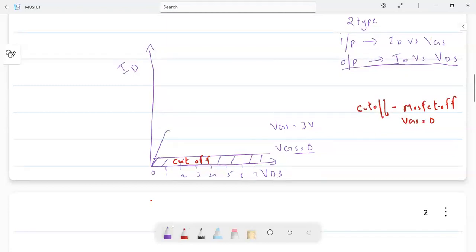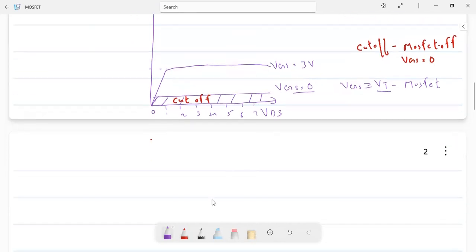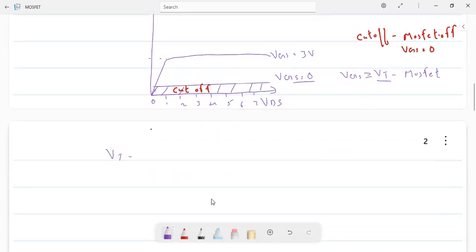Starting, ID current increases, and after some point, the ID will be constant. So here, when VGS is equal to or greater than VT, your MOSFET will be in on condition. MOSFET will start conducting. What is VT voltage here? VT means it is the threshold voltage. This is the minimum voltage that is required for turning on the MOSFET. When your VGS is greater than VT, the MOSFET turns on.